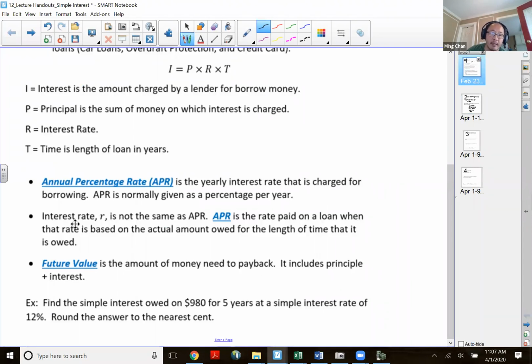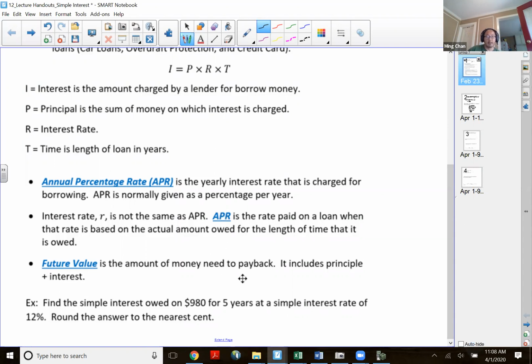Now, almost every time you borrow money from the banks and such, they will always tell you what the actual APR is. That means the finance company has already calculated what you're going to be owing every year. So that's why they give you the APR from the very beginning.